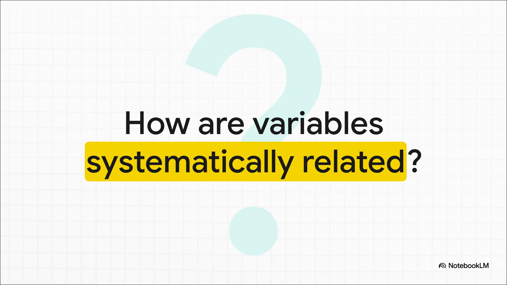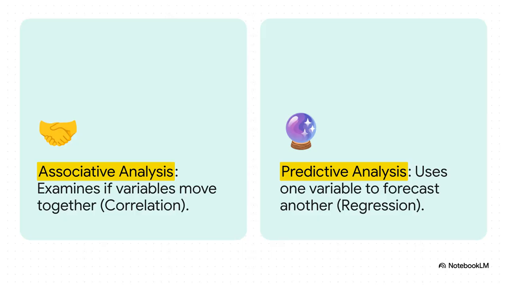See, our researcher is no longer looking for differences between groups, but for patterns across different measurements. And there are two main ways to go about this. The first is associative analysis, which uses a tool called correlation to see if two things just tend to move together. As one thing goes up, does the other go up, or maybe down? The second, predictive analysis, takes it a step further. It uses a technique called regression to see if we can use one variable to actually predict the other.